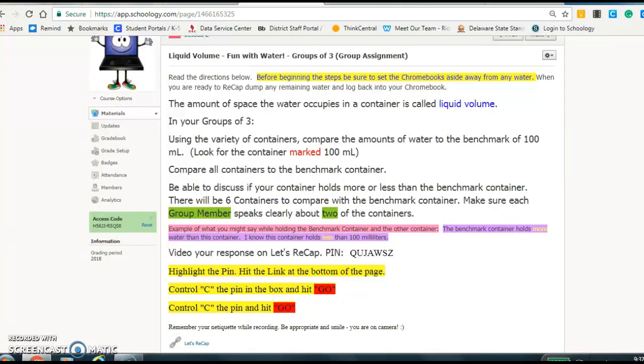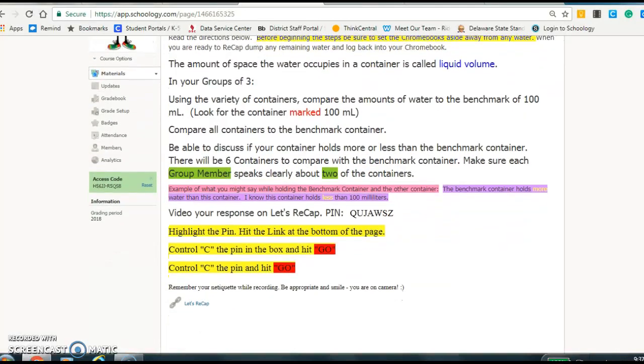They're going to learn about liquid volume, and in groups of 3, they are going to look for a container marked 100 milliliters, and compare all their containers with that benchmark. It says be able to discuss your container: whether it holds more or less than the benchmark container. There will be 6 containers to compare with the benchmark container. Make sure each group member speaks clearly about 2 of the containers. So each group member needs to talk about 2 of the 6 containers.